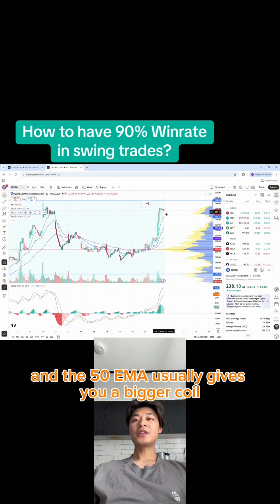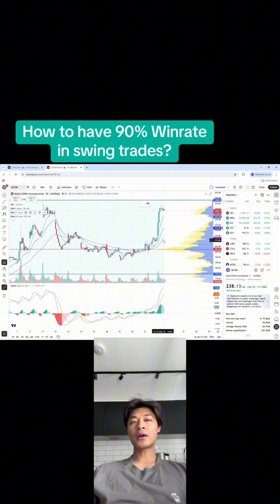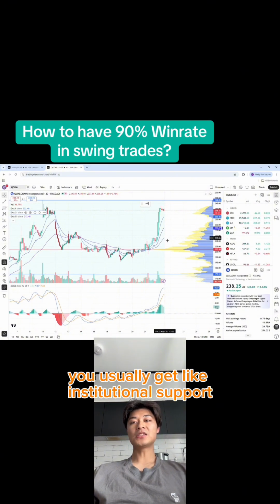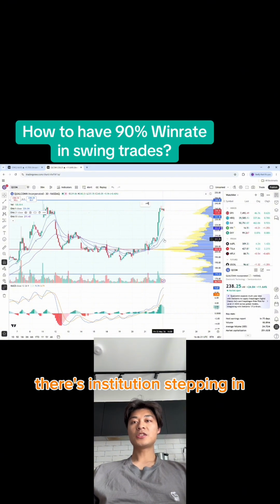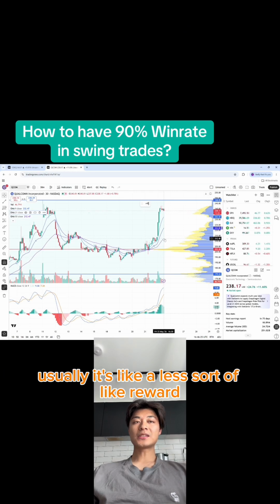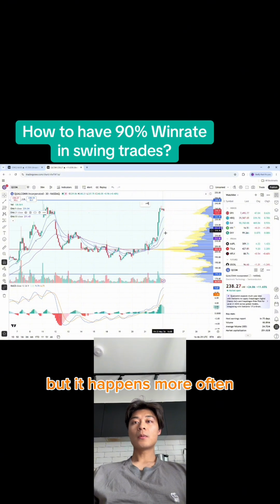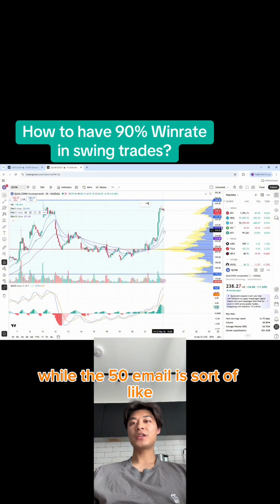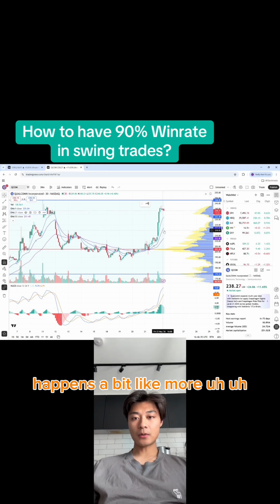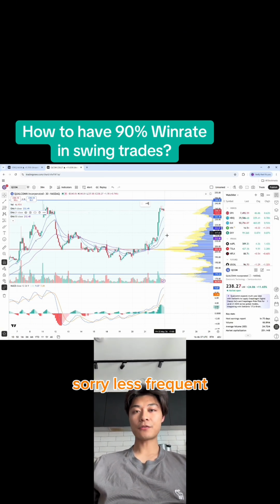And the 50 EMA usually gives you a bigger coil, I should say. Because when it touches the 50 EMA, you usually get institutional support. There are institutions stepping in. Whilst the 21 EMA usually gives less reward, but it happens more often, while the 50 EMA happens less frequently.